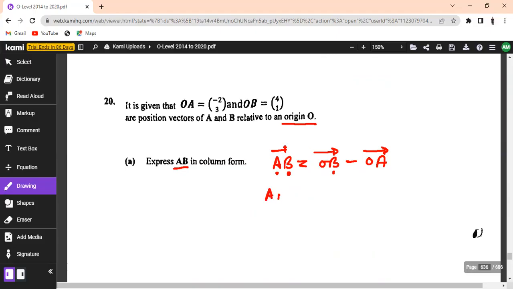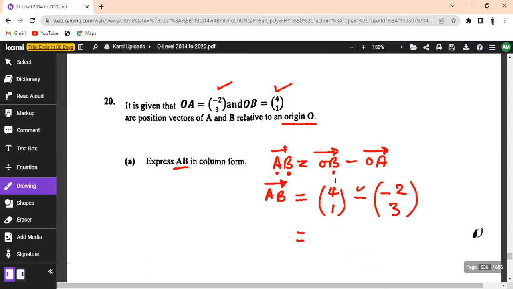You can find your AB here by simply substituting. It was a matter of substitution, guys, because they already wrote OB for you as (4, 1). So you substitute your (4, 1) here, minus OA, which is (-2, 3). We can collect like terms: a minus and a minus here is a plus, so it's 4 plus 2. Here it is 1 minus 3, which is negative 2. So it's going to be (6, -2). That's what you're going to have as your vector AB.